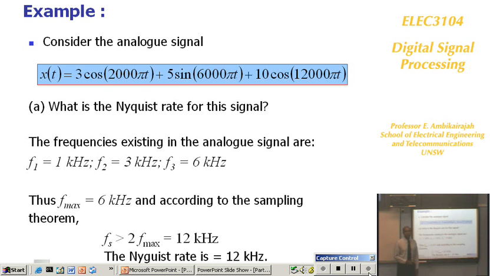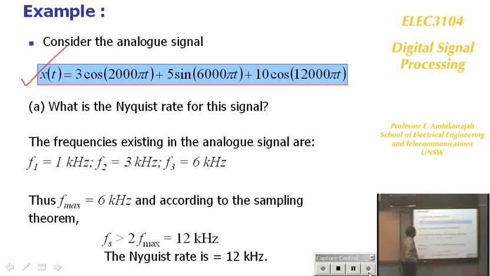Let's take this example to illustrate this aliasing problem. Here's the analog signal given. What's the Nyquist frequency? So let's find out the frequencies. That is 1000 Hz, 3000 Hz, 6000 Hz. 1 kHz, 3 kHz, 6 kHz. So the highest frequency is 6 kHz. According to the sampling theorem, the Nyquist rate should be twice the highest, which is 12 kHz. Perfectly okay. If you use 12 kHz, we are in safe hands.